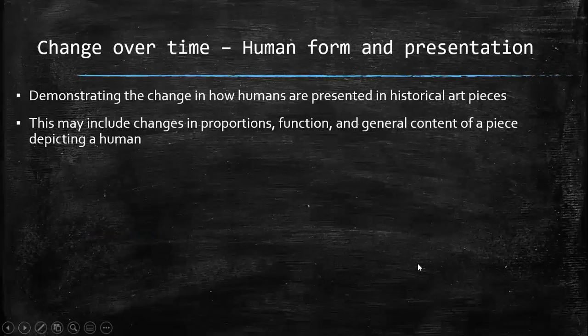So, with my theme being so broad, I just chose human form presentation as the change over time, because change over time can be attributed to many things. It can be attributed to architecture, animals presented. So I chose a more specific topic within the theme, human form, because that's a very frequent topic within the course. So that's why I chose it, and you're going to see that now.